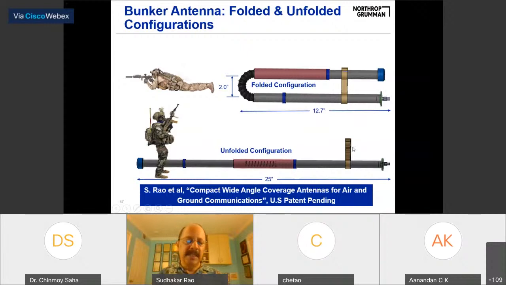It's a very simple mechanism. When the soldier is lying down, it is behind the helmet, and when he's standing, it's deployed by about 13 inches above the head. I think we made about 4 of them. We gave them to the customer, and they're doing some field trials now.